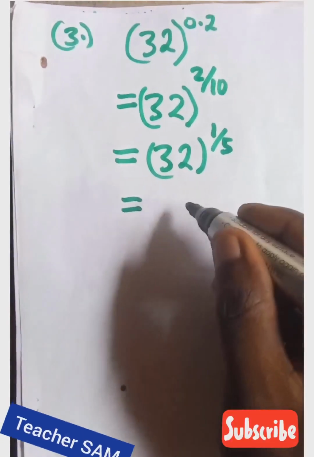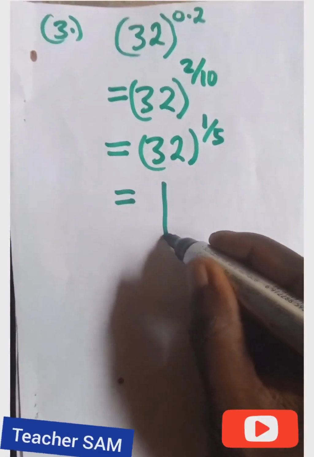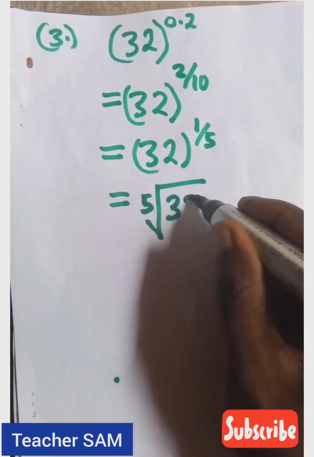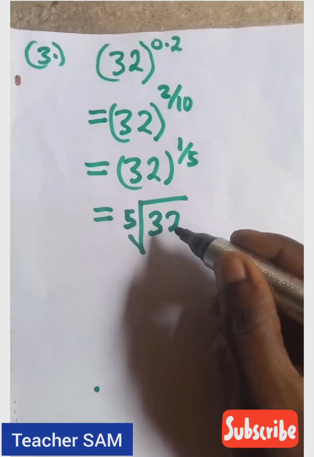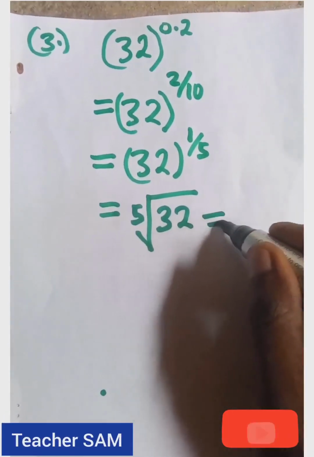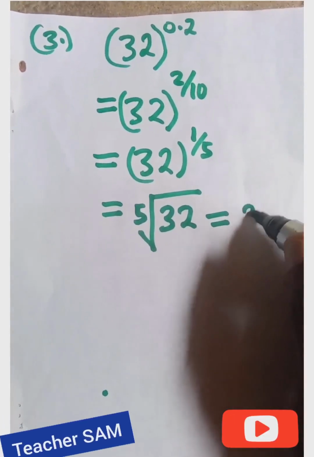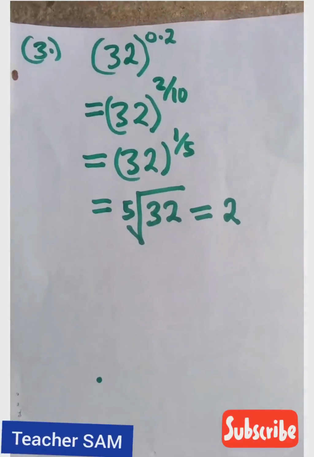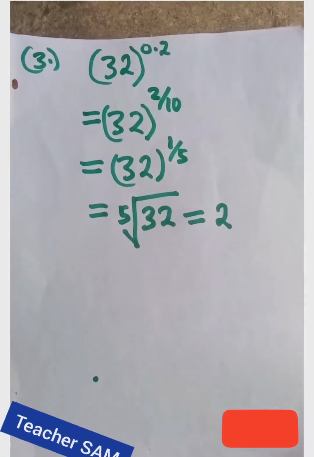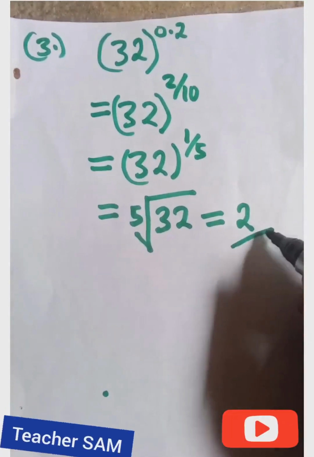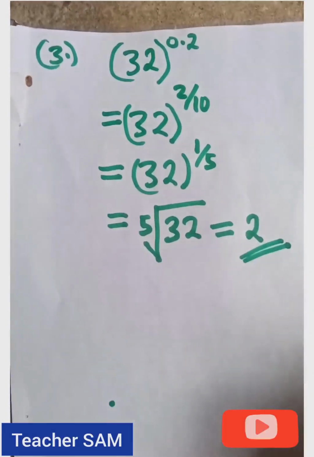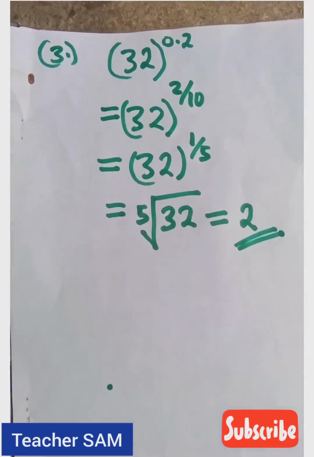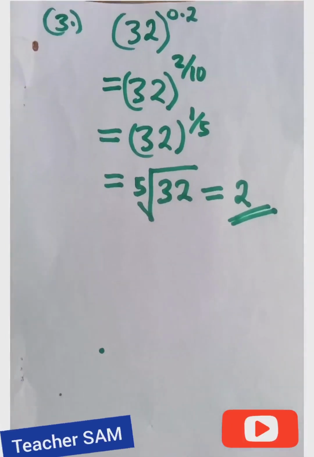Now, according to the law of indices, this should be the 5th root of 32. And the fifth root of 32 is equal to 2, because 2 times 2 times 2, up to 5 places, will give you 32. So the answer to this question is 2, and it's well simplified. So when you're given a question like this, just pay attention to what the examiner is asking of and do it so that you can get your full mark.